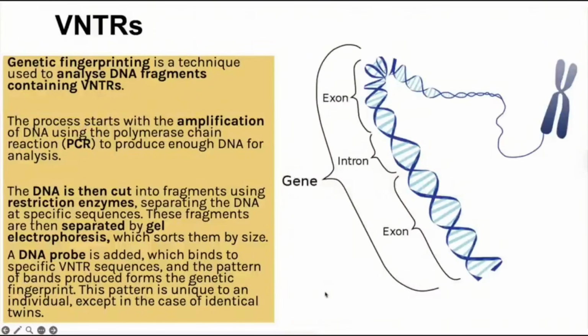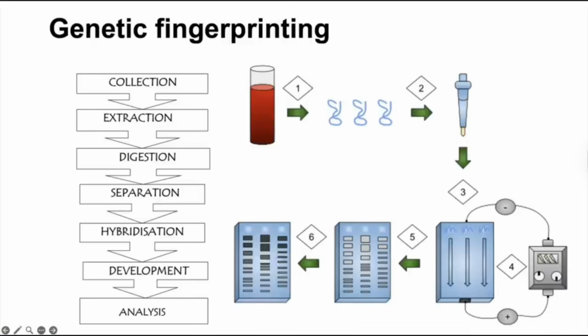A DNA probe is then added, which binds to specific VNTRs, and the pattern of the bands forms a genetic fingerprint. And this pattern is unique to an individual, except for identical twins. So let's go through that whole process in more detail.